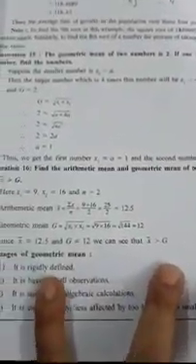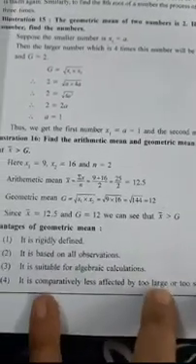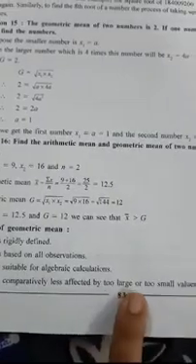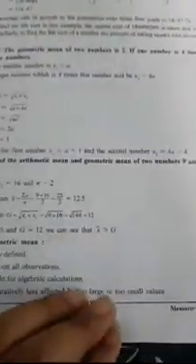Is that clear? Now advantages and disadvantages of geometric mean. Rigidly defined, based on each and every observation, suitable for algebraic calculation, comparatively less affected by too large or too small values. Same as the characteristics we have seen, because this is a part of a mean. So advantages you will have similar only. Okay, so same points you can underline.